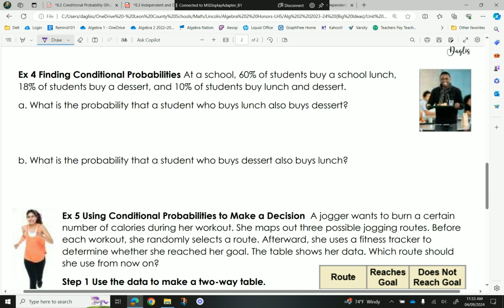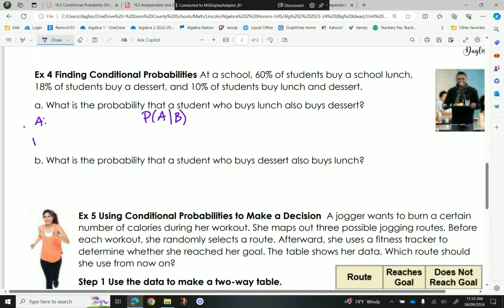Okay, so what's the probability that a student who already buys a lunch is going to buy dessert? Okay, so what is given? What do we already know? We already know students buy lunches, correct? So when I'm doing probability of A given B, the given event was that they buy lunch. I want to know, if I know they buy a lunch, how many will also buy dessert? So probability of them doing both divided by the probability of just buying a lunch.